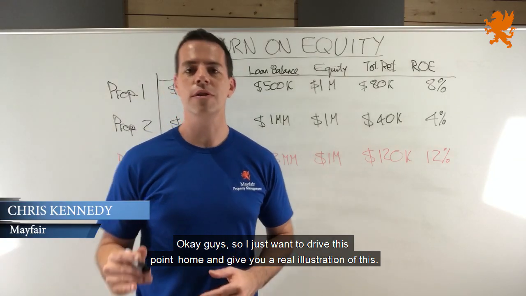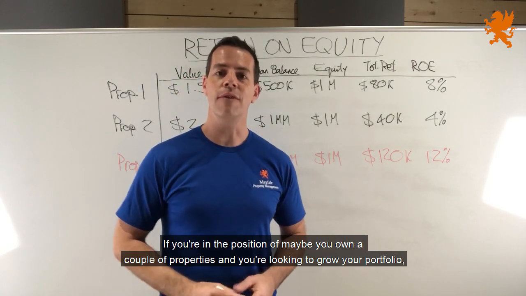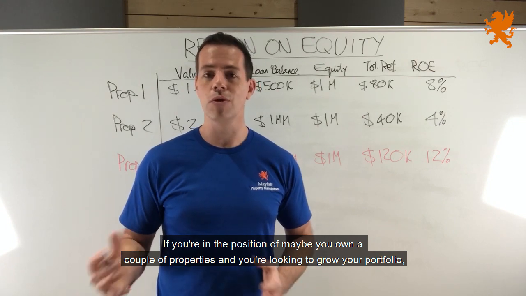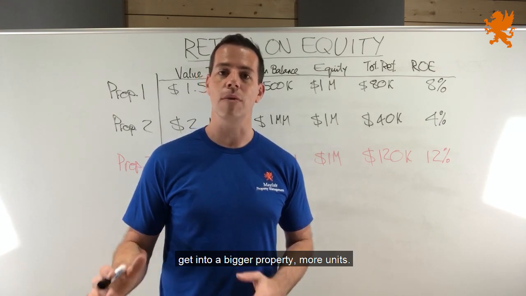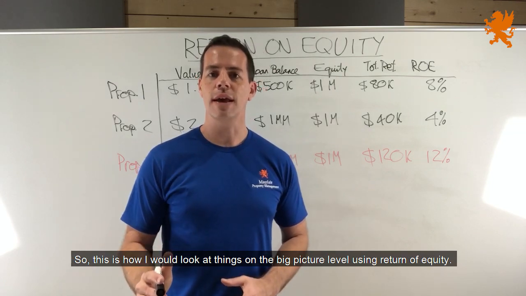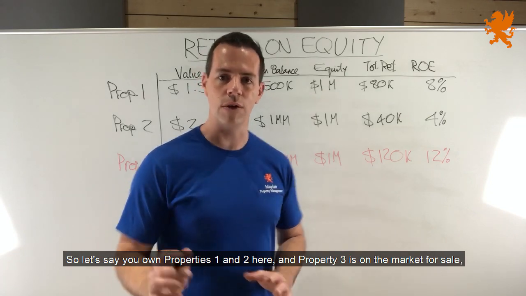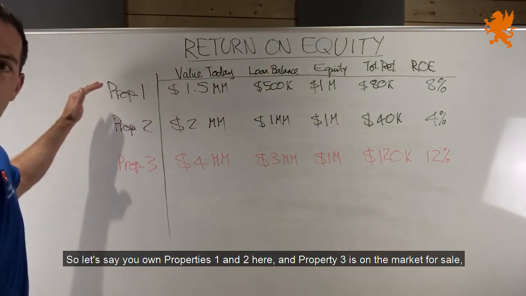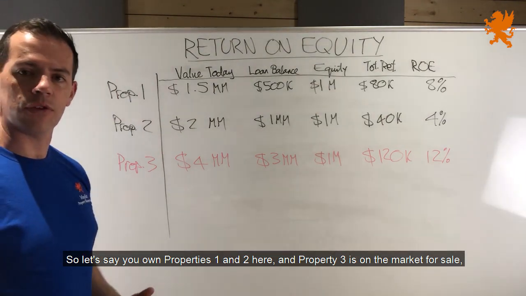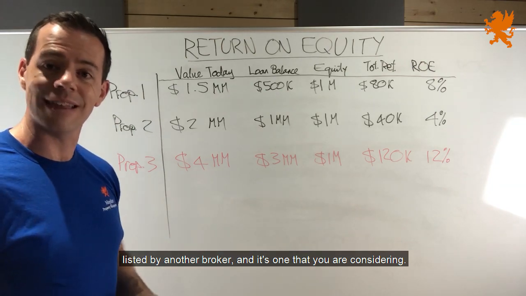Okay guys, so I just want to drive this point home and give you a real illustration of this. If you're in the position of maybe you own a couple of properties and you're looking to grow your portfolio, get into a bigger property, more units, right? So this is how I would look at things on the big picture level using return on equity. So let's say you own properties 1 and 2 here, and property 3 is on the market for sale, listed by another broker, and it's one that you are considering, right?